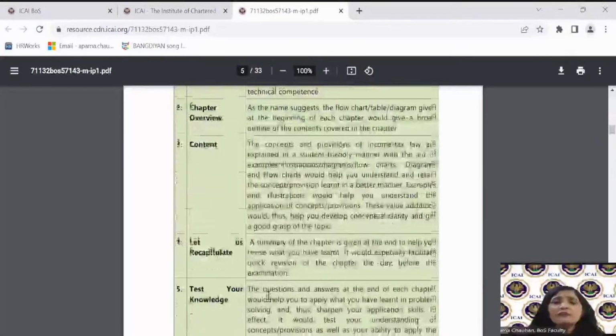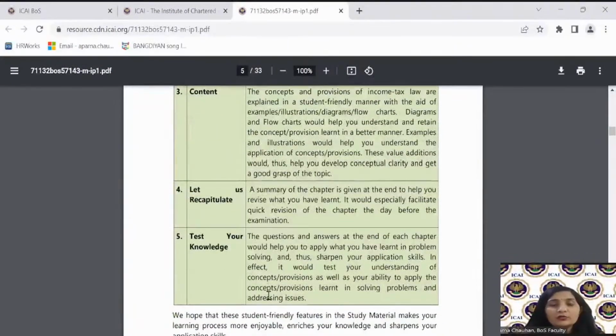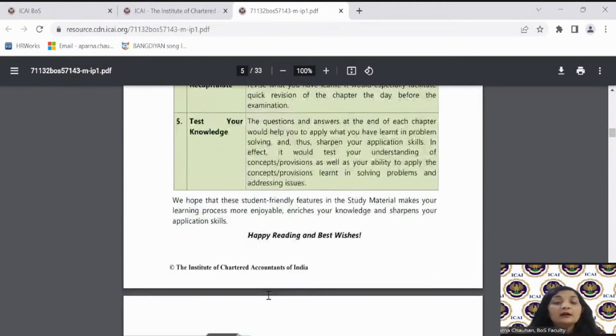Then the test your knowledge part is there, which gives you certain questions and answers at the end of each chapter. So this is your overview of your chapters, how the chapters are being given in the study mat.